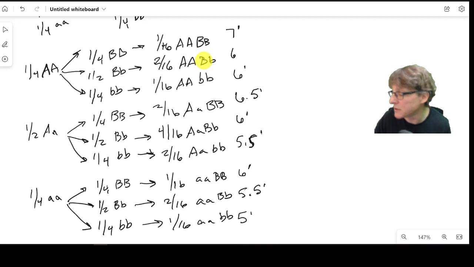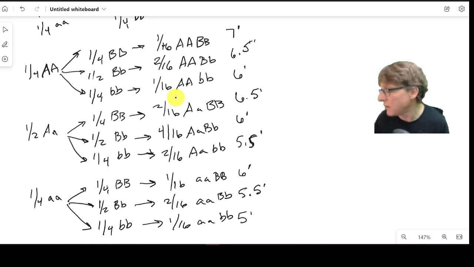So what we can clearly see here is that we have multiple different ways that we can get to having the same phenotype. Okay, because here we can have 6 feet individuals by having this particular genotype. We also could have 6 feet by this particular genotype. We also could have 6 feet by this particular genotype. Okay, and so when we look at phenotypic ratios, we have, for possible phenotypes, 7 feet, 6.5 feet, 6 feet, 5.5 feet, and 5 feet.